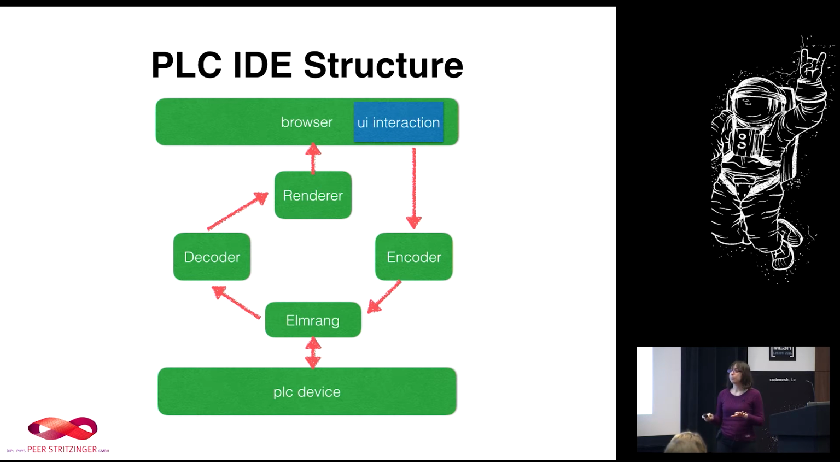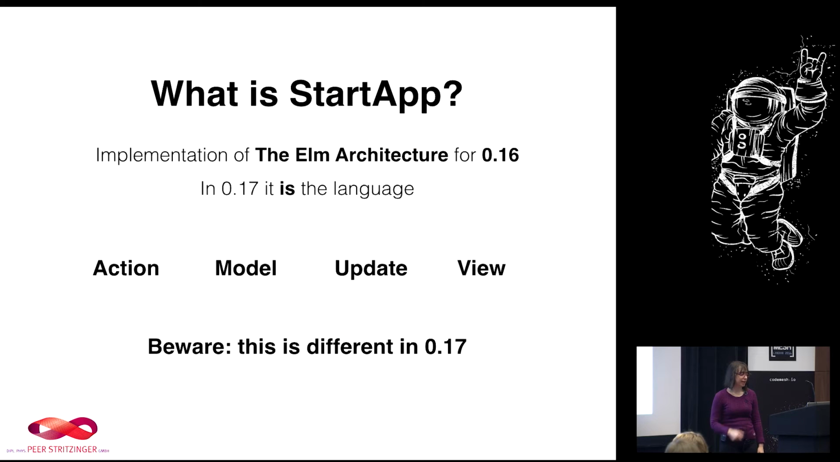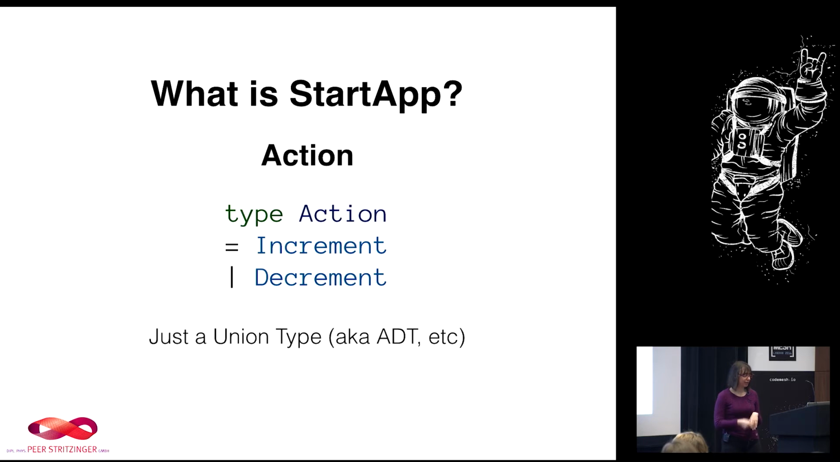So each one of these components is a startup. A startup is a concept that was in 0.16, which is basically a library that implements the Elm architecture. And you're probably familiar with the Elm architecture, but the names are a bit different in 0.16, so I'm going through it very quickly. And beware, this is not how it works in 0.17.